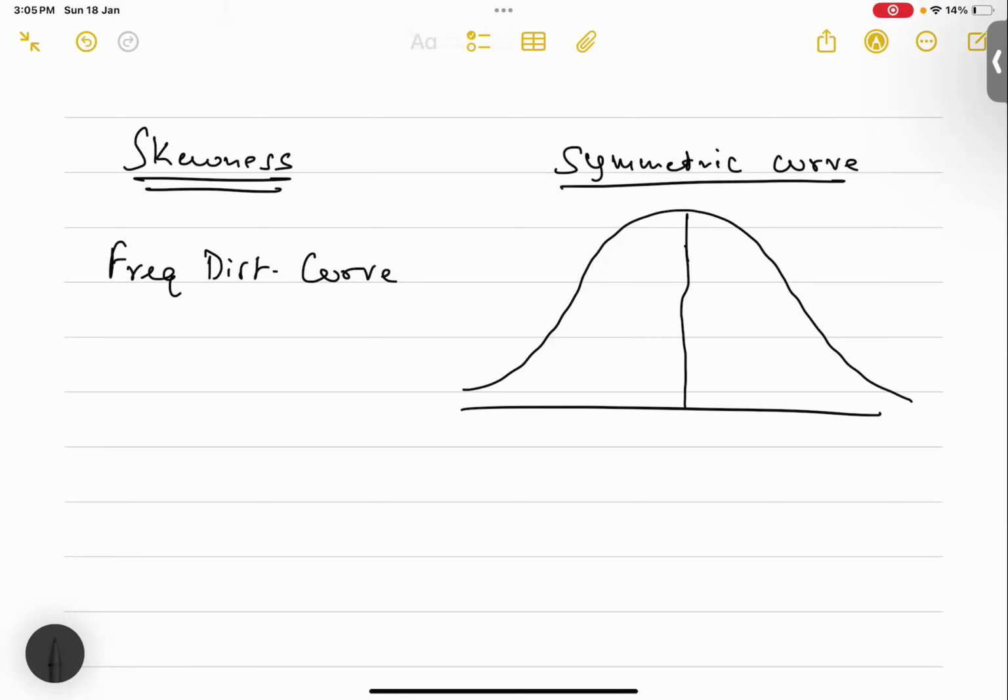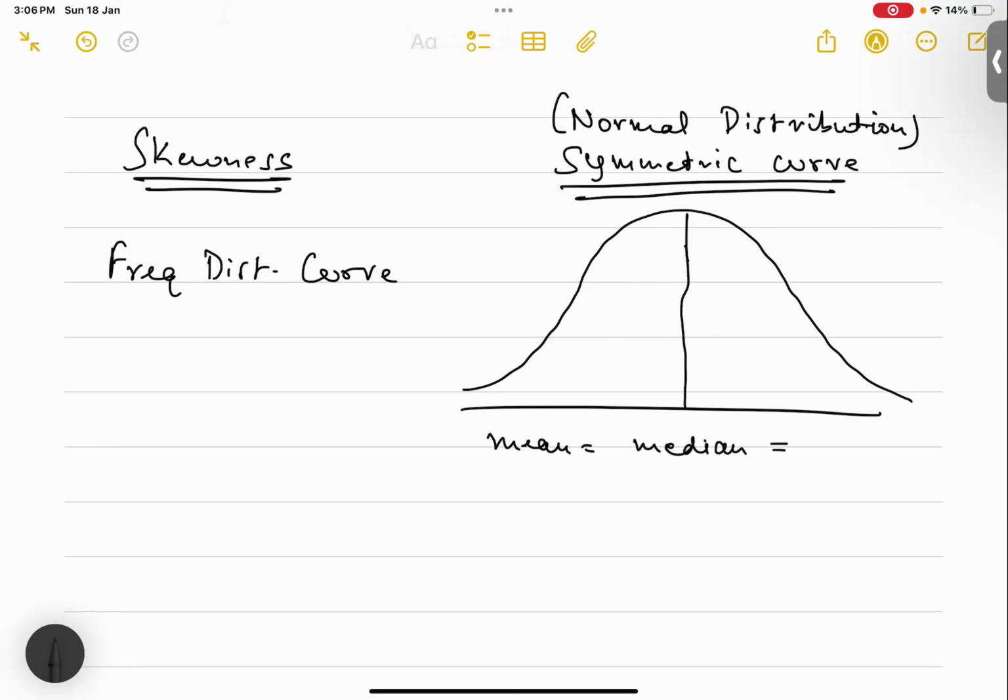So a symmetric curve always follows normal distribution. And when the curve is symmetric, mean is equal to median is equal to mode. So this is the first category of frequency distribution curve. A symmetric curve follows normal distribution. Mean is equal to median is equal to mode.